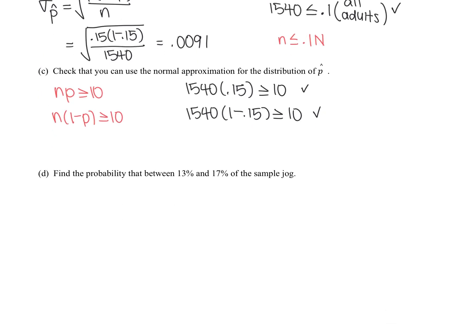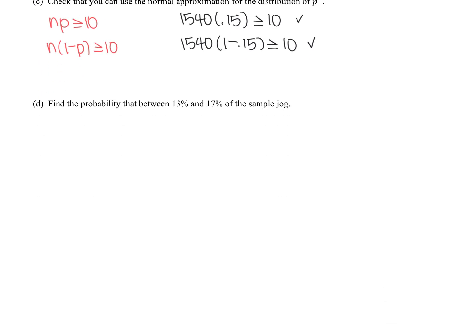The last part says to find the probability that between 13 and 17% of the sample jog. So remember the 4 steps that you have to include in a problem. You have to write the probability statement. You have to calculate your mean and standard deviation, if I don't already ask you to do that in a previous problem. Then you have to do the probability itself and your sentence. So I'll have 0.13 less than or equal to p hat less than or equal to 0.17. I'm just going to rewrite my mean and standard deviation that I've already calculated.